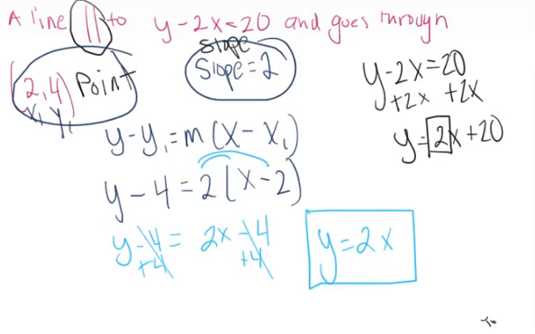So anyways, the bottom line here is that you have to use the slope and the point in point slope form. Okay, sound good? All right, cool. Let's go ahead and move to the next question.